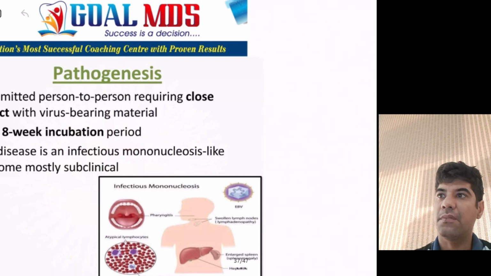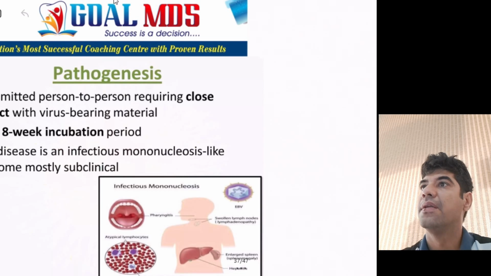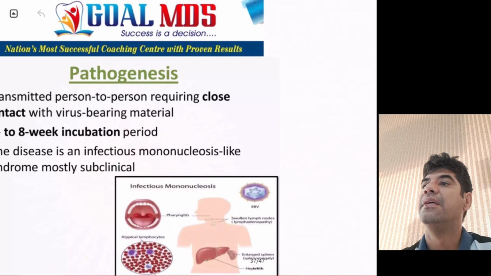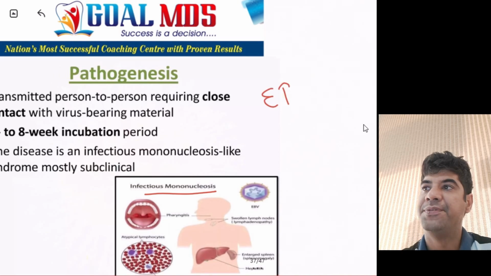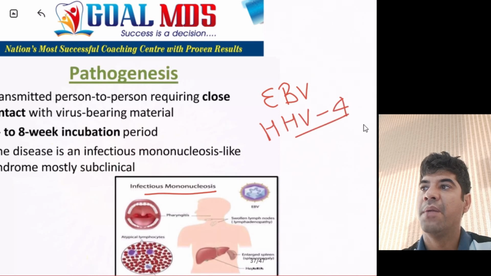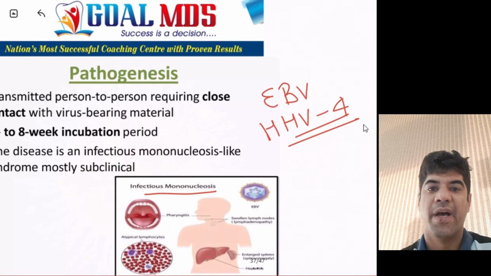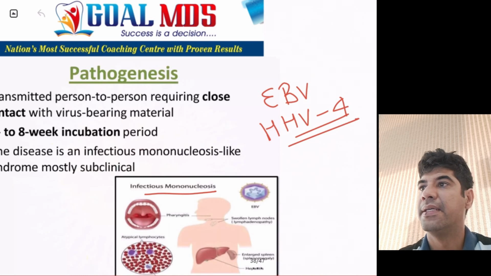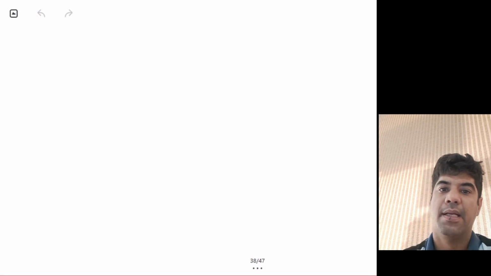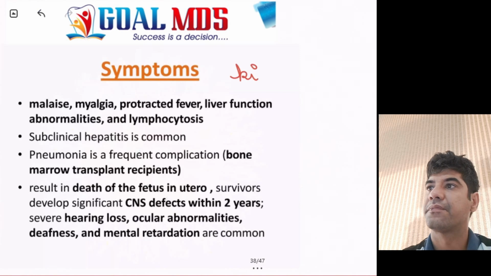Moving to the next, infectious mononucleosis. Infectious mononucleosis is caused by Epstein-Barr virus, or human herpes virus type 4. Remember, the virus is transmitted through intimate contact like kissing or sharing utensils.